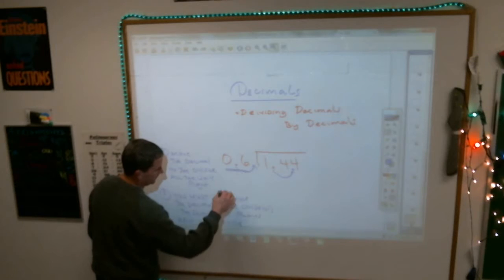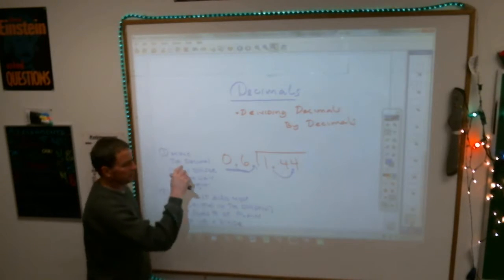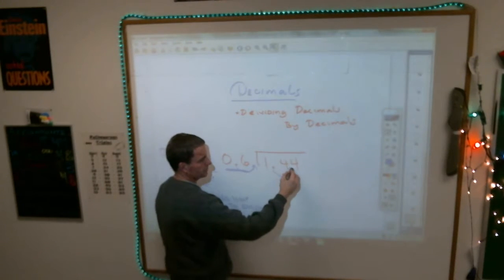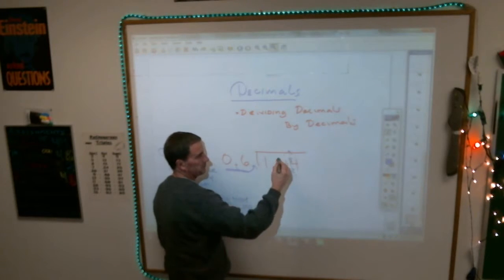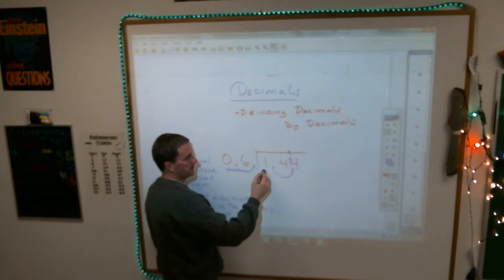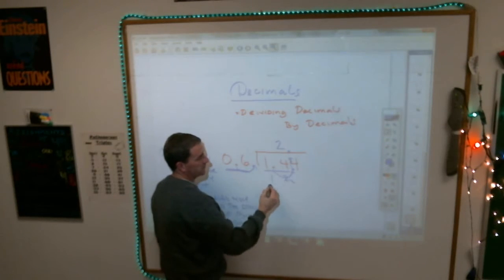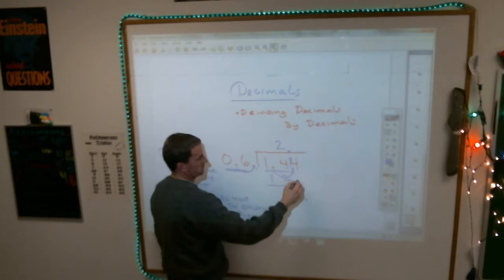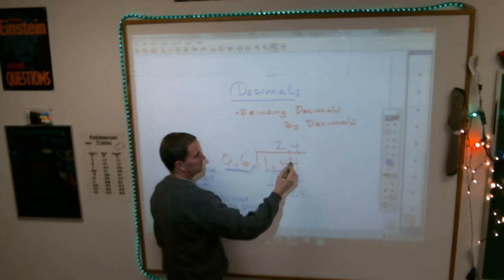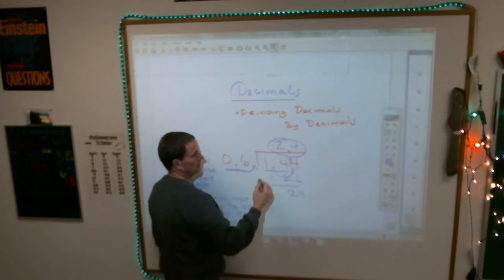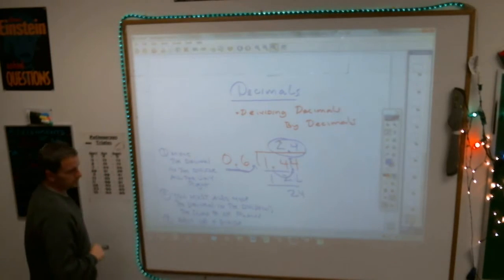Once you have the decimal out of there and you move this over here, then it goes straight up here from where it ended up, and then you just start your division. 6 goes into 14 twice, that's 12, and then 6 goes into 24 4 times. The answer to this is 2.4.